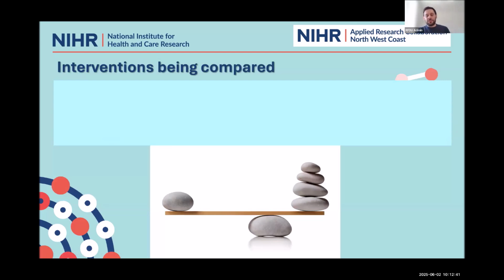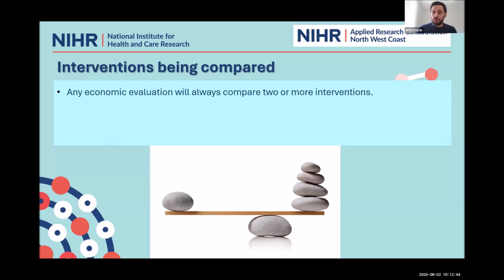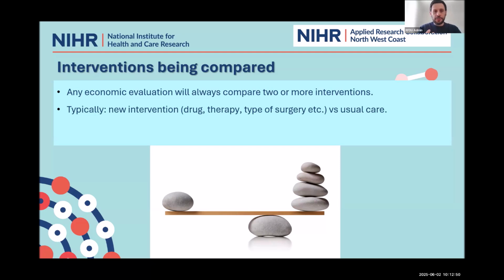Okay, we'll start with intervention. So an economic evaluation will always compare two or more interventions. This could be, for example, a new intervention, a new drug, a new therapy, a new type of surgery, which is compared to something else, usually usual care, standard care, or the best practice utilized in the health or the social care system. But it is important to understand that more than two interventions can be compared. So there might be some examples in the economic evaluations that you chose where there are more than two interventions. And that's something we need to keep in mind.